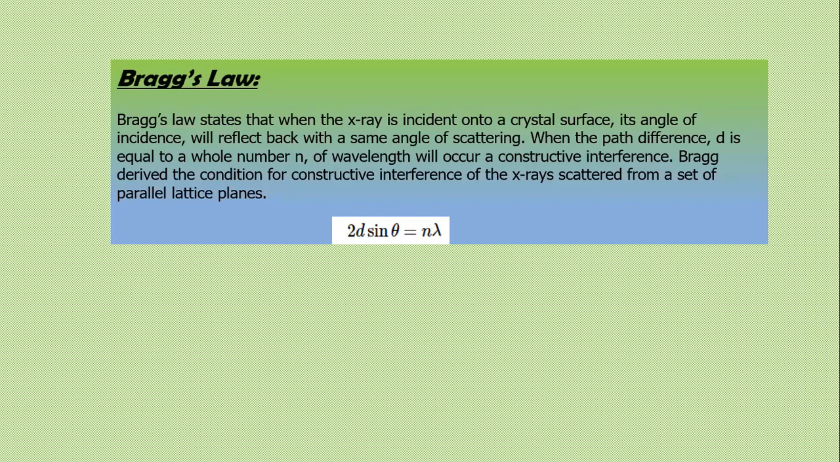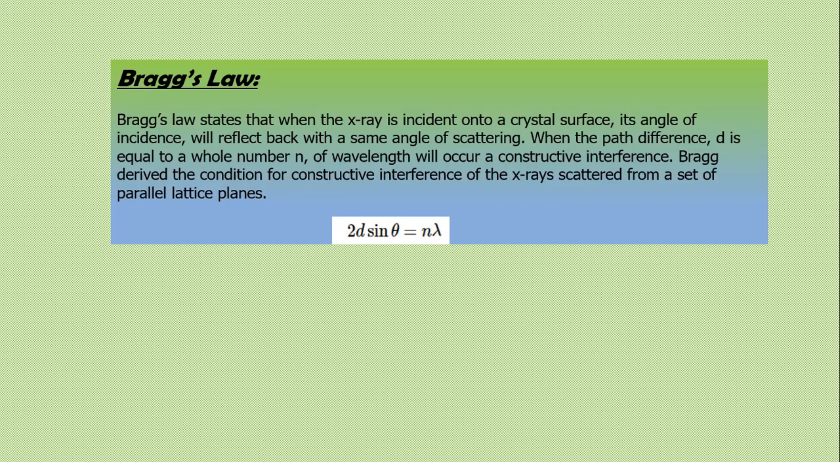And next is, what is Bragg's law? Bragg's law states that when the X-ray is incident onto a crystal surface, its angle of incidence will reflect back with the same angle of scattering when the path difference d is equal to a whole number n of wavelength, and constructive interference occurs. Bragg derived the condition for constructive interference of the X-rays scattered from a set of parallel lattice planes. Bragg's law provides a condition for a plane wave to be diffracted by a family of lattice planes.